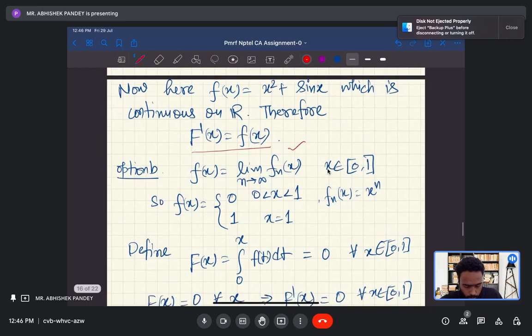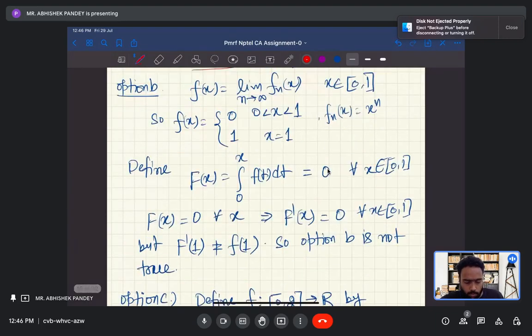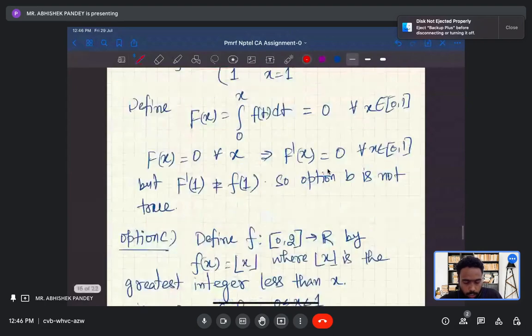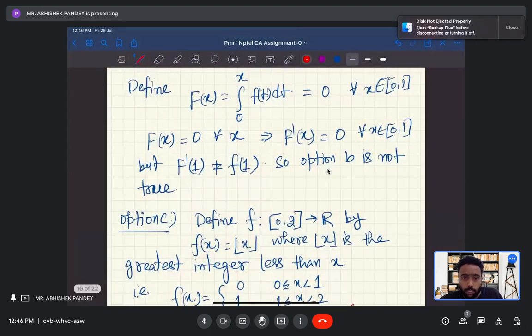Now let us look at option B. So f(x) = limit as n tends to infinity of f_n(x). Okay, where f(x) will be 0 if x is greater than 0 and less than 1, and at x = 1, f(x) = 1. Here f_n(x) = x^n. Define capital F(x) = integral from 0 to x of f(t) dt = 0. Okay, so for all x belongs to [0, 1], this integral will be 0.